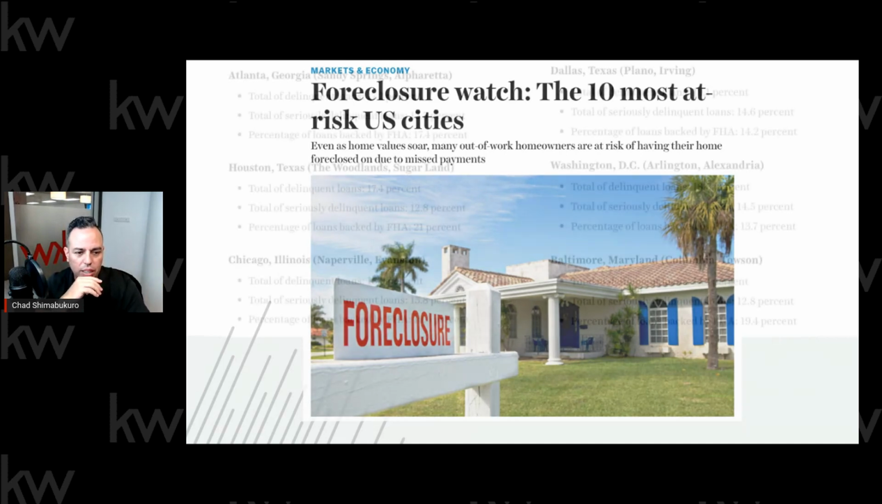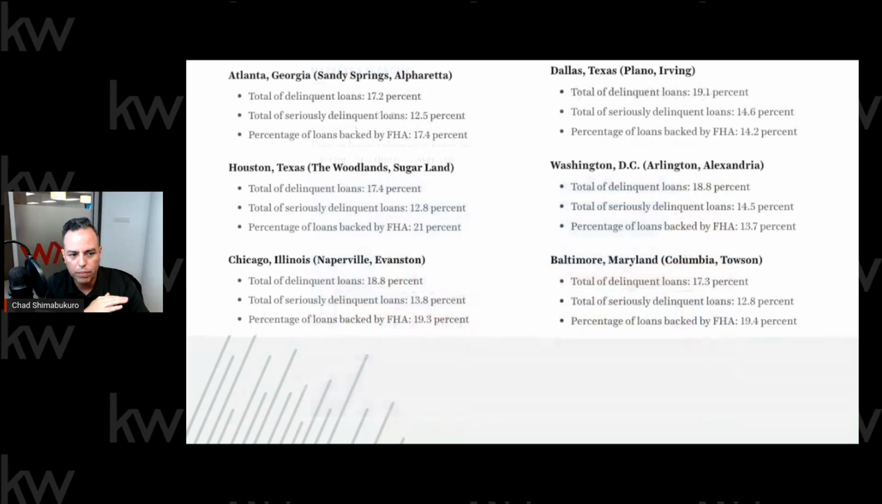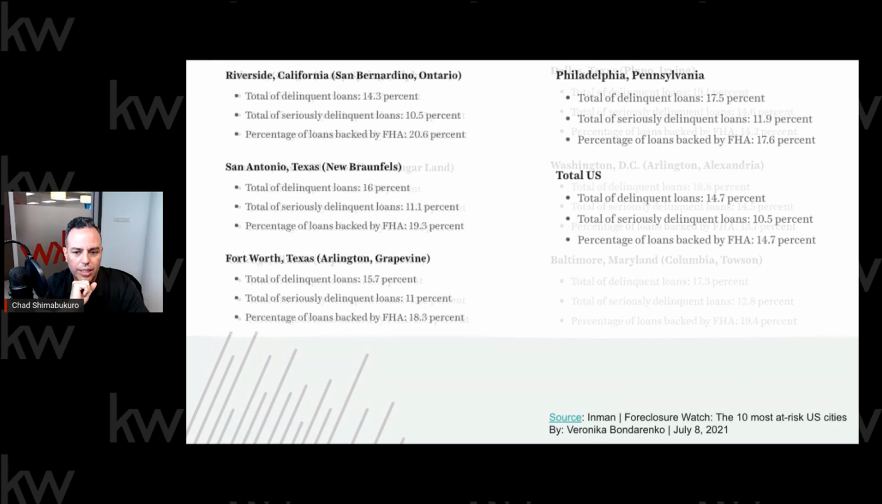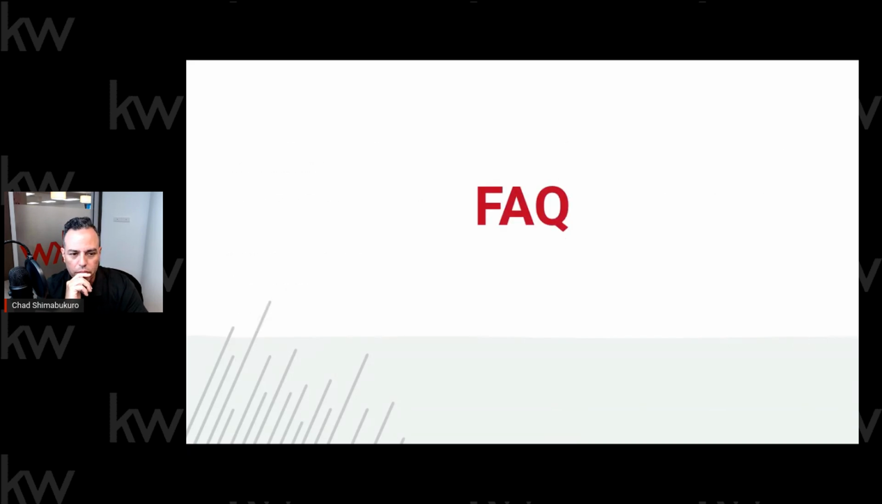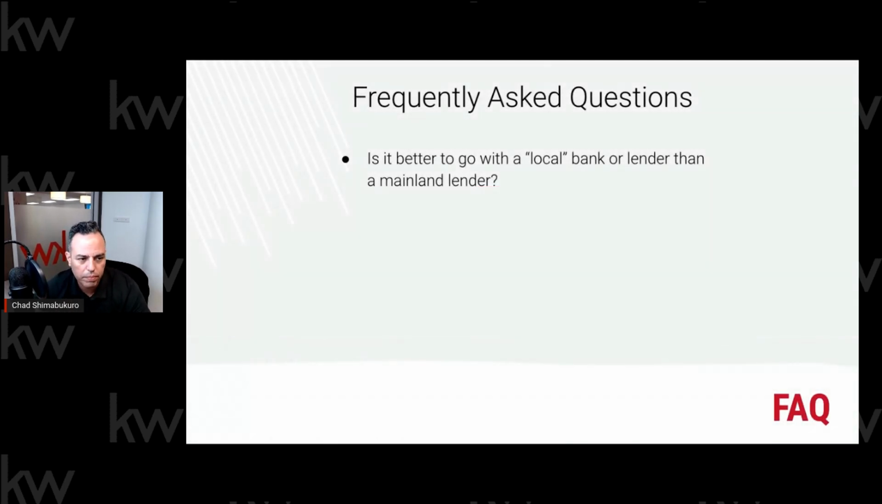With that said, I'm broadcasting to a lot of different channels, so I'm not sure if these areas fall into your area. Fortunately for our market here, which is Honolulu, it does not come up, but I always thought this was interesting: it still shows the national percent of delinquent loans and seriously delinquent loans, usually upwards of 90 or 120 days, and loans that are backed by government loans, FHA loans, and so forth. So that's that.